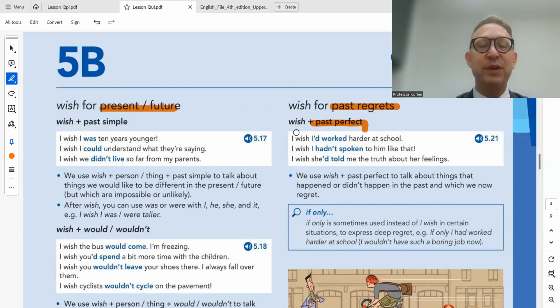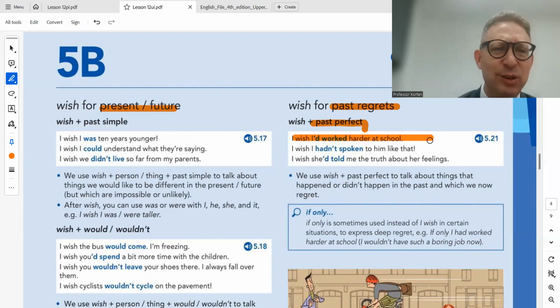So what we can do, again, if you're unclear, if past perfect scares you, use these examples and change it into your own words. Watch this. I wish I'd worked harder at school. Well, that's actually true for me. When I was younger, I wish I had worked harder in elementary school and in middle school. The second one, I wish I hadn't spoken to him like that. I wish I hadn't got angry with him. I wish she'd told me the truth about her feelings. Yeah, I wish they'd been more honest. I wish they had been more honest with me.